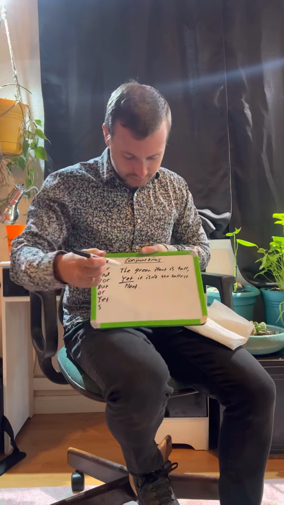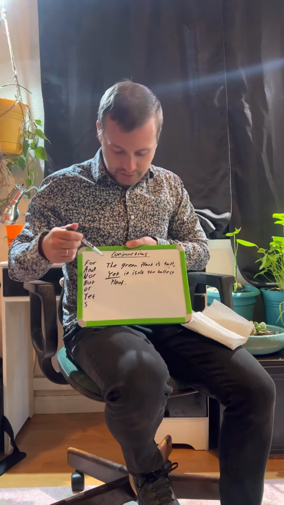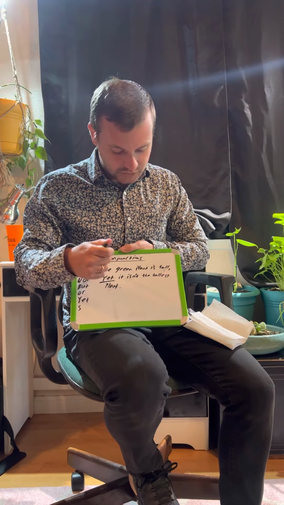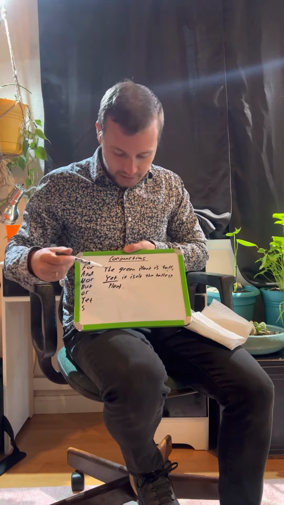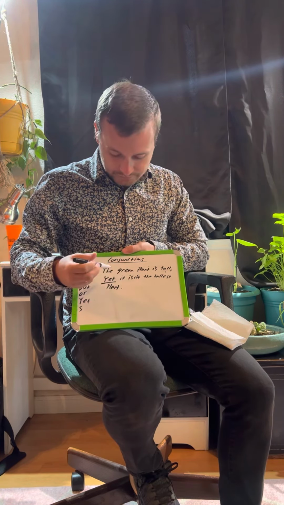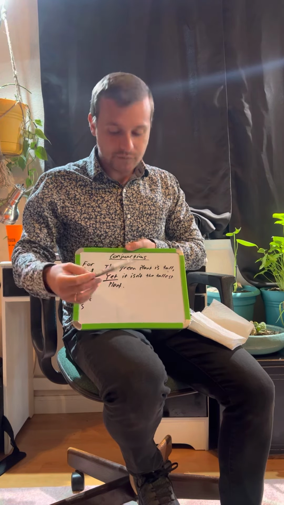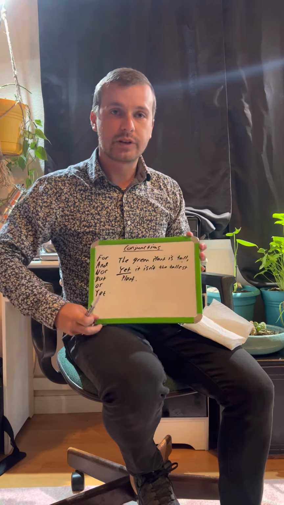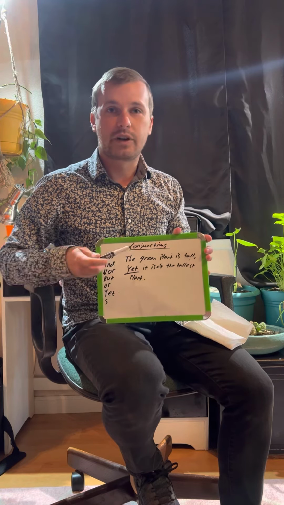All right? So the green plant is tall, yet it isn't the tallest plant. So see how with conjunctions, like yet, and descriptions, like green and tall, you can take a really simple sentence, the plant is green, and make it a much more descriptive, much more complete sentence, right? The plant is green doesn't really tell us that much about the plant, right? We don't really know that much about it, and frankly, it's kind of boring, right?